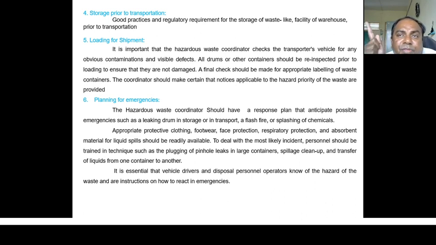At the same time, there are all those arrangements that the hazardous waste coordinator must make before transporting the chemical from one place to another. When any person or industry looks after and takes care of these things, the chances of accidents during transportation can definitely be avoided to a great extent. That is why these rules and regulations have been mentioned: it is the duty of every industry to follow them.